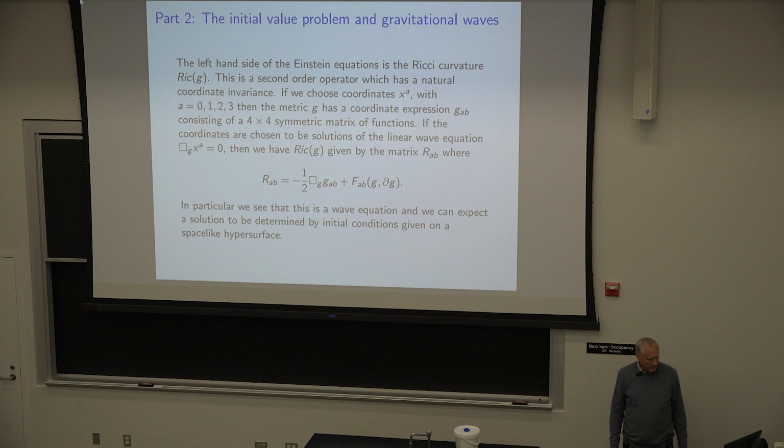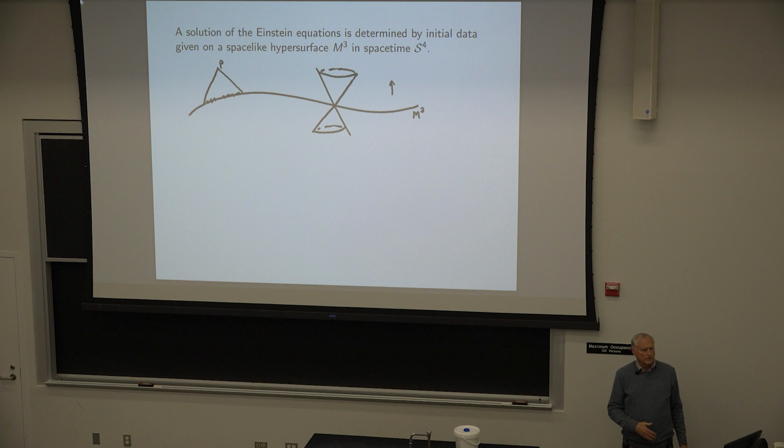And so for such an operator, you would expect solutions to be determined by initial conditions. You'll see this sketch a fair bit in the lectures. So a solution is determined by initial data on a space-like hypersurface. In this picture, the right-hand side with the cones indicates that the hypersurface is space-like. That means the tangent plane intersects the light cone only at the origin. There are no null or time-like directions tangent to M.